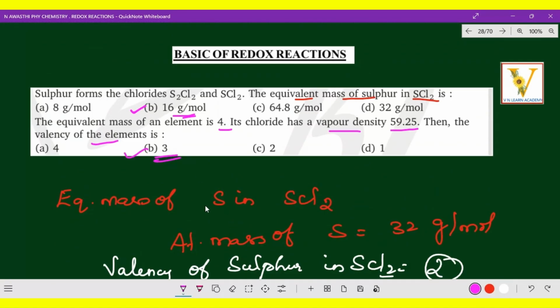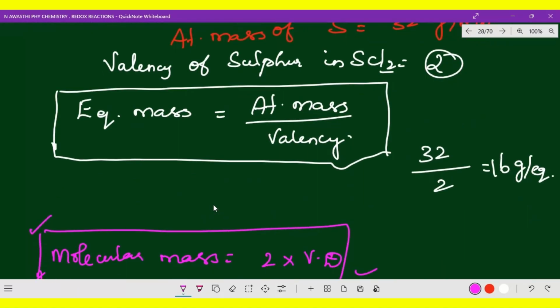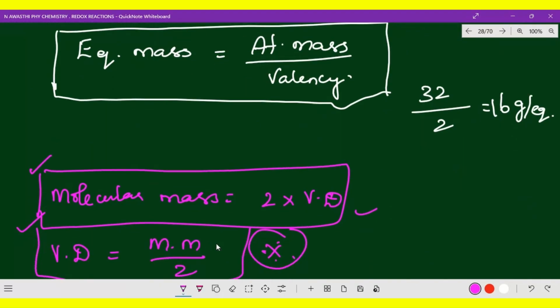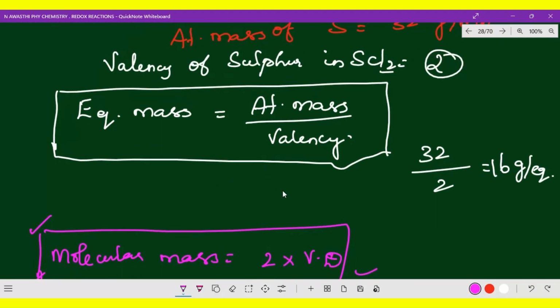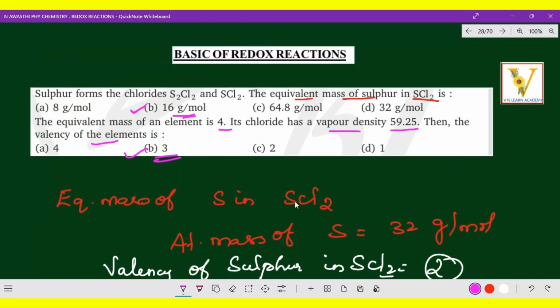I hope you got the clarity about equivalent mass. How do we identify? If they are asking equivalent mass, it is molecular mass by the number of electrons changed. Now here they are giving vapor density, so molecular mass equal to 2 into vapor density, and vapor density equal to molecular mass by 2. If they are asking molecular mass of a specific atom, it is atomic mass by valency. So these are all the ideas we bring to you. Yes, come on, let's go to the next question.